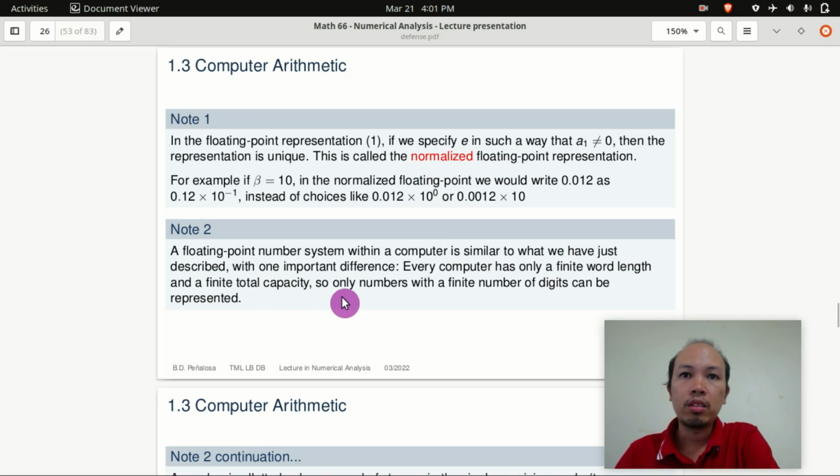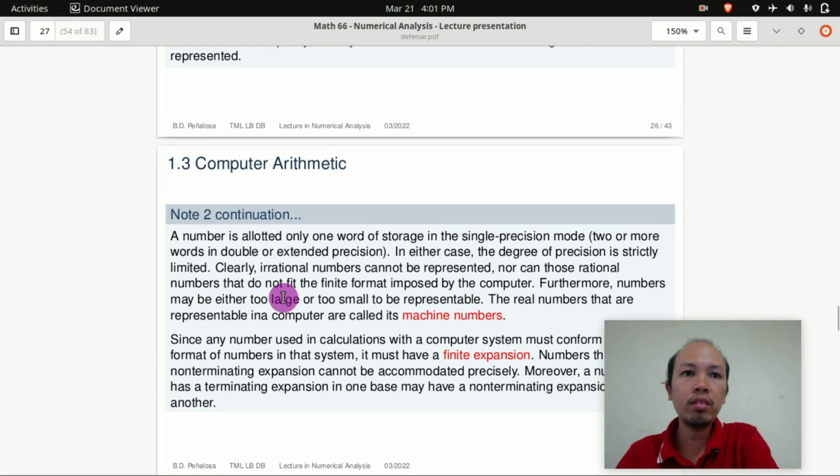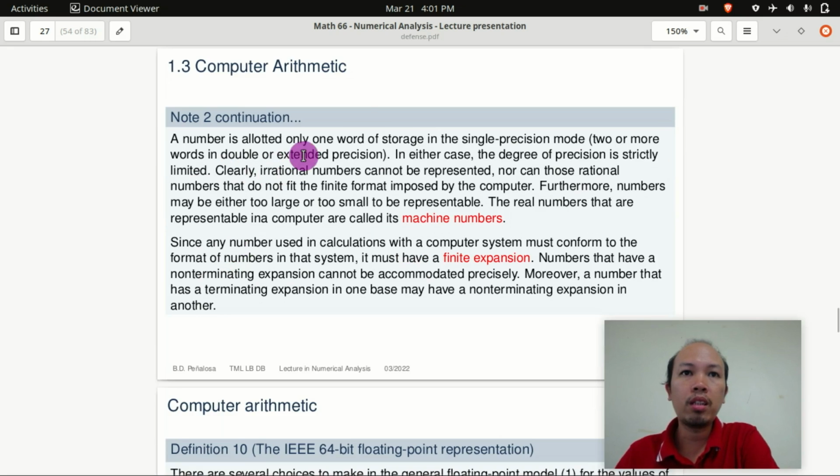It says here only numbers with a finite number of digits can be represented. Also, a number is allotted only one word of storage in a single precision mode. For example, if you are given a number 5, then there is an equivalent word in the computer for number 5. It depends upon what type of operating system you are using. If you are using a 32-bit or a 64-bit operating system, then the representation of that number in that system is different from the other system.